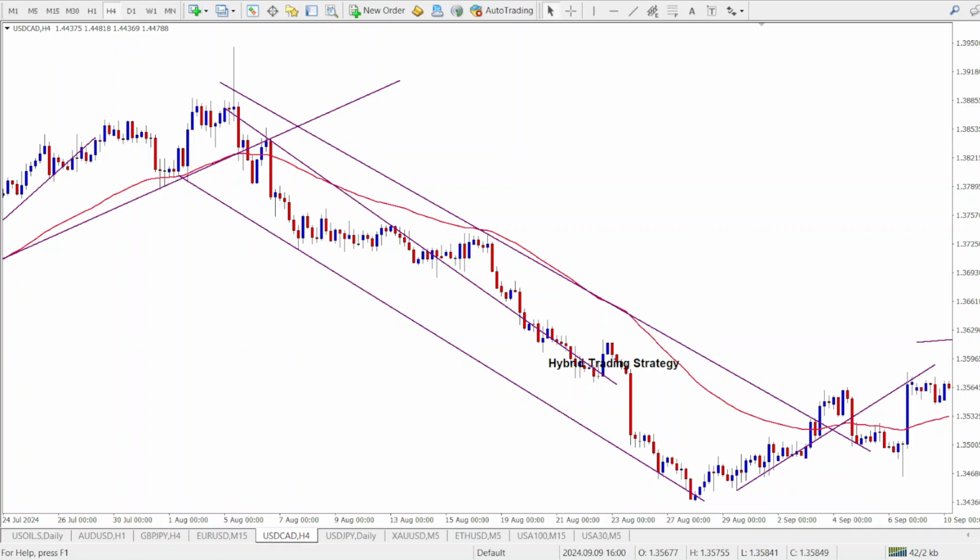If you are ready to take your trading to the next level, then you might want to give this method a try.